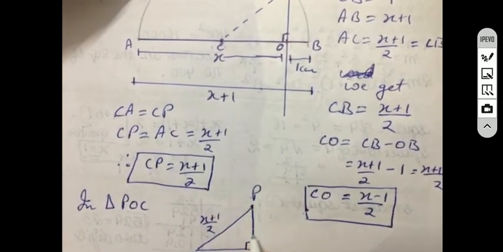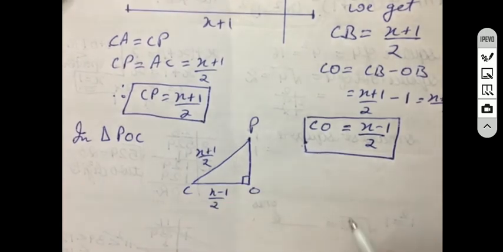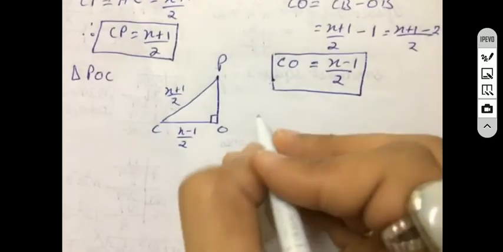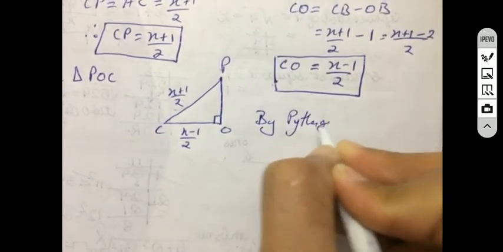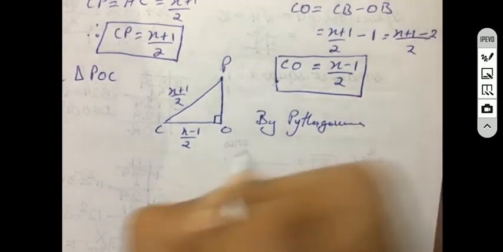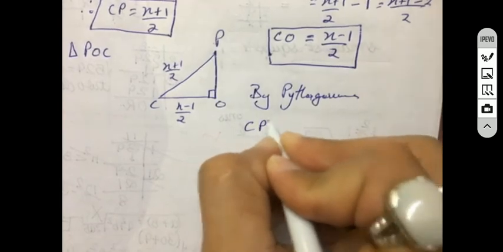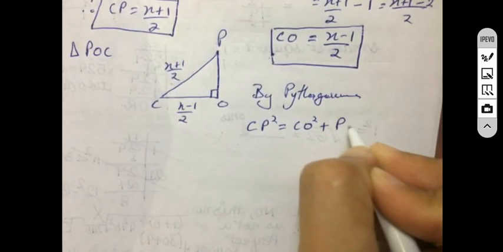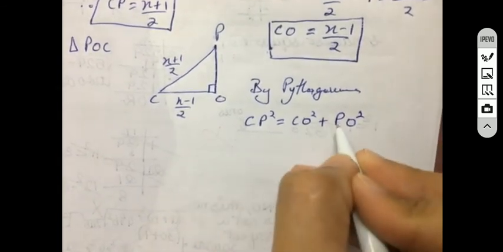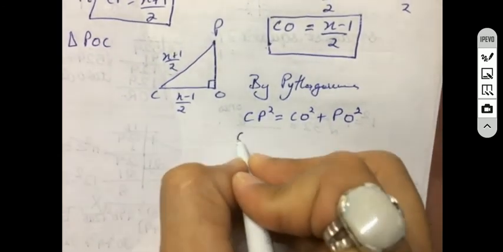What do we have to find? We just need to find this. This is the hypotenuse, this is the base, and this is the perpendicular. And we know, according to Pythagoras, that CP square, hypotenuse square, will be equal to CO square plus PO square, base square plus perpendicular square. From here we can find PO or OP, whatever I want to write.